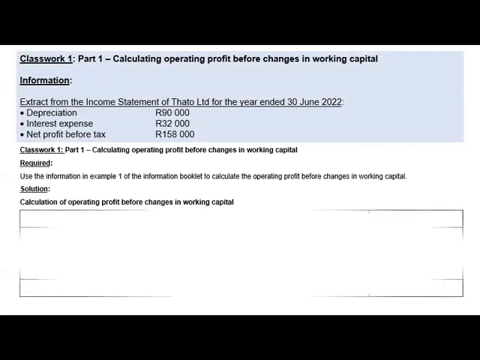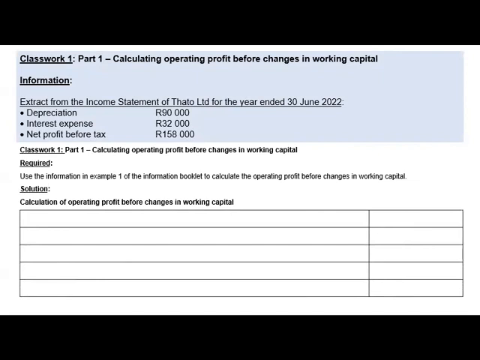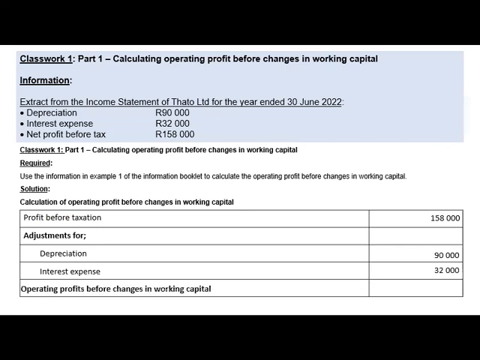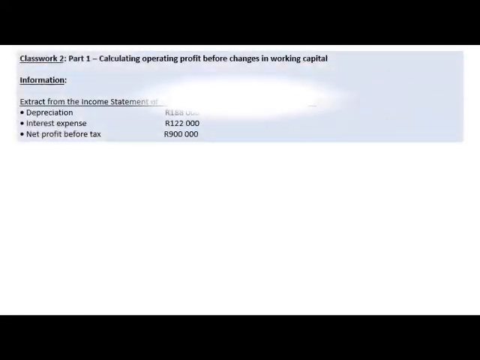What are we going to do here? You'll start with profit before taxation, and then you add your depreciation of 90,000 as well as interest expense of 32,000, and that will give you your net change. Well, that is basically operating profit before changes in working capital. Easy, right? Let's move to the next one.